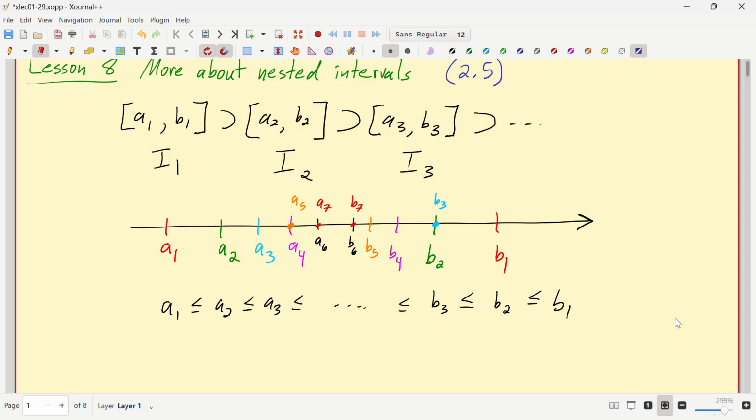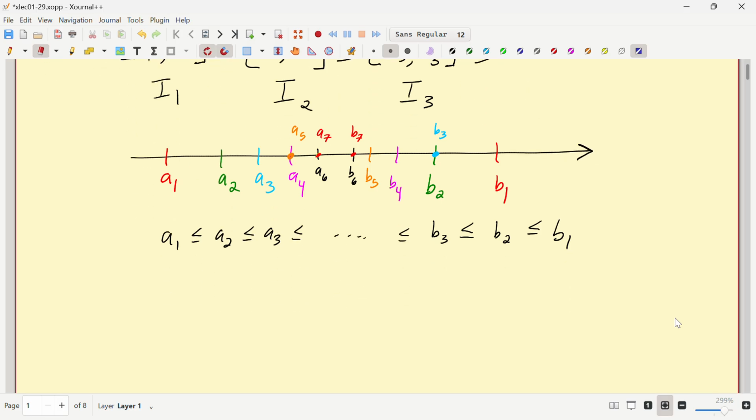I guess I'll demonstrate the nested interval theorem because I skipped that last time. The picture there shows how those A's and B's are lined up. All the B's are an upper bound for all the A's, and all the A's are a lower bound for all the B's. But we have to demonstrate that. So let me give a proof of the nested closed intervals theorem. I add the word closed because it's important that those intervals be closed.